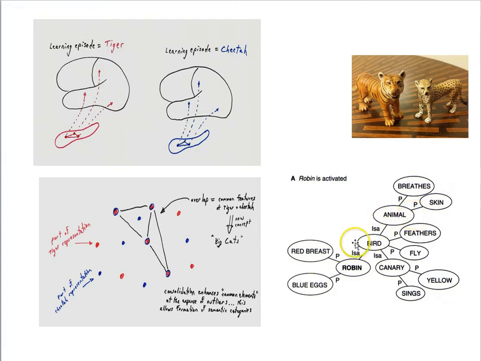So again, the idea is that what the brain can do when there are overlapping patterns of neural activity, those connections can be strengthened in a way such that the overlapping pattern comes to represent a larger categorical idea, in this case, big cats for the tiger and cheetah, or animal for all the different types of animals that we might have learned about.